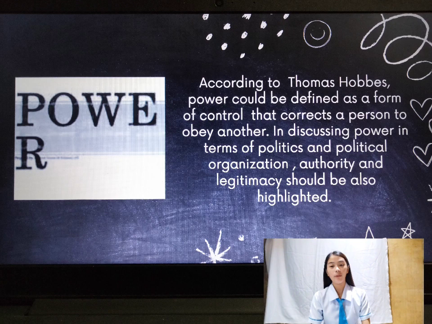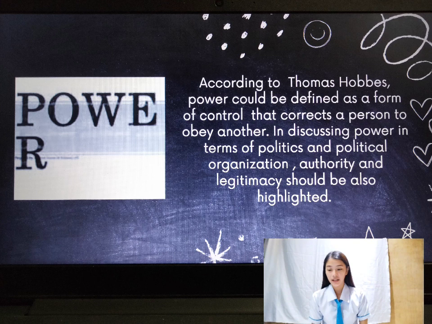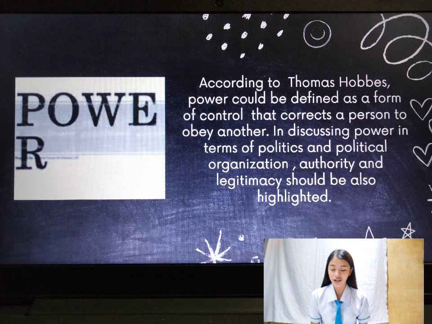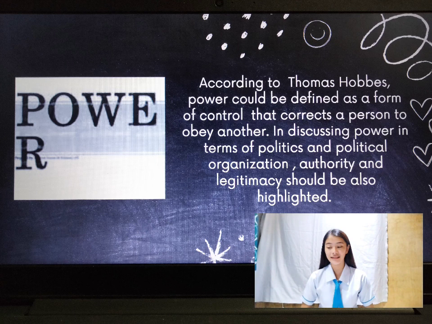Lesson 2, we have the authority and legitimacy. Power. According to Thomas Hobbes, power could be defined as a form of control that compels a person to obey another. In discussing power in terms of politics and political organization, authority and legitimacy should also be highlighted. Power could also be a social production of an effect that determines the capacities, actions, beliefs, or conduct of actors.